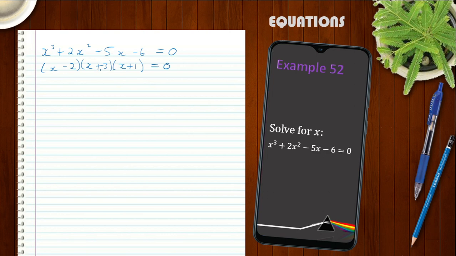Now here we have 3 factors, and we are just solving for x, so we just say x minus 2 equals 0, or x plus 3 equals 0, or x plus 1 equals 0. And then we can just say x is equal to 2, or x is equal to minus 3, or x is equal to minus 1. So like solving for x and factorizing, the biggest part is basically to factorize. After you factorized, the solving for x is very, very straightforward.